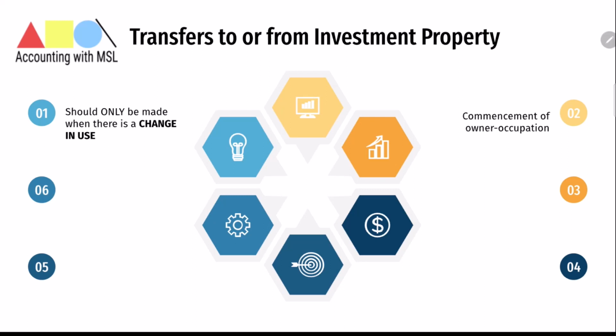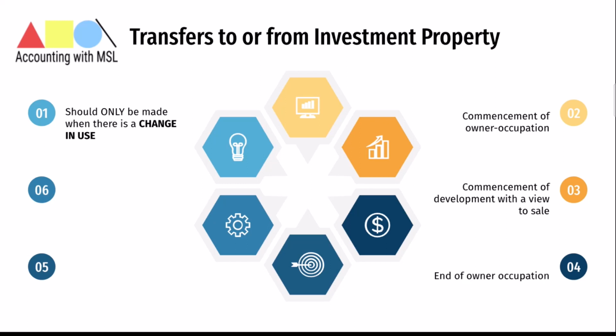Under this scenario, this will be treated as a transfer from investment property under IAS 40 to owner-occupied property under IAS 16 property, plant and equipment. The next is commencement of development with a view to sale. This will be treated as a transfer from investment property under IAS 40 to inventories under IAS 2.